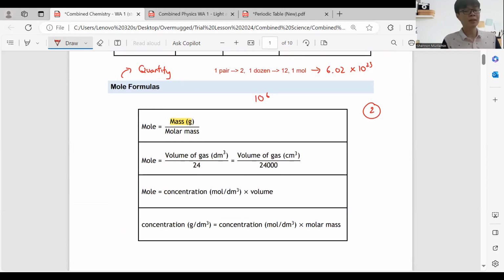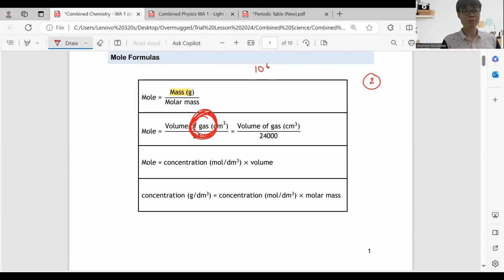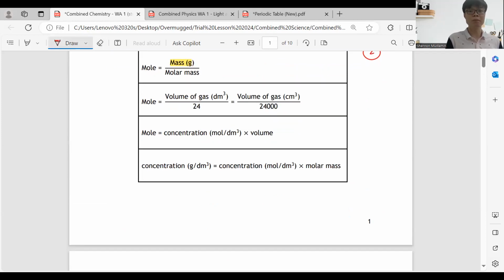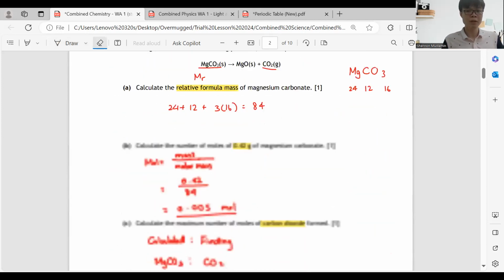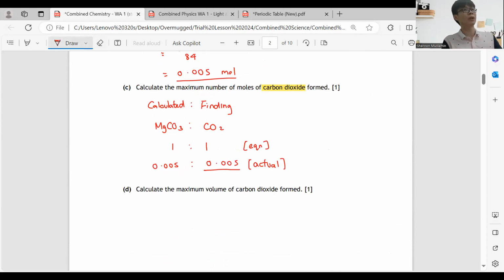Carbon dioxide is a gas. Take note, this is gas, don't anyhow use. Gas, huh? Gas. A lot of students anyhow use, because there's another formula with volume. What is it? Yeah. So take note, is it volume of gas or is it volume of liquid solution? Cannot anyhow use the wrong formula. So if you want to calculate in dm cube, you times 24. You want to calculate in cm cube, you times 24,000. So volume, gas, 0.005 times 24. 0.12 dm cube.